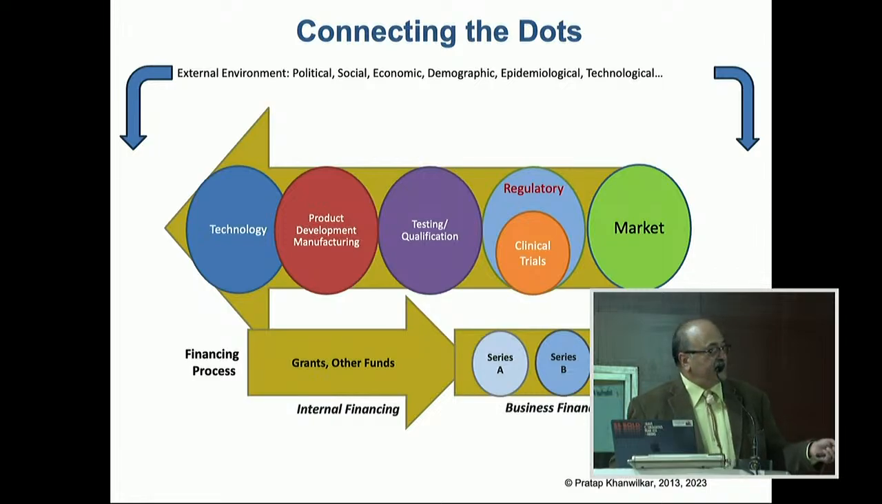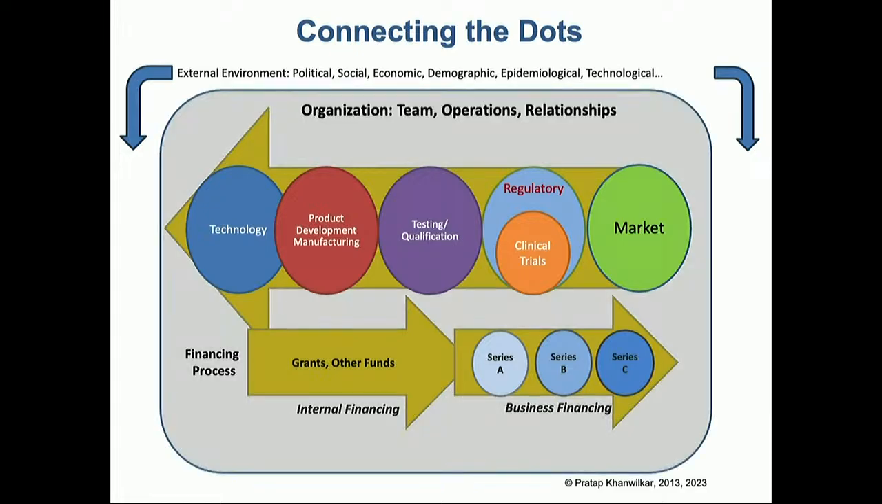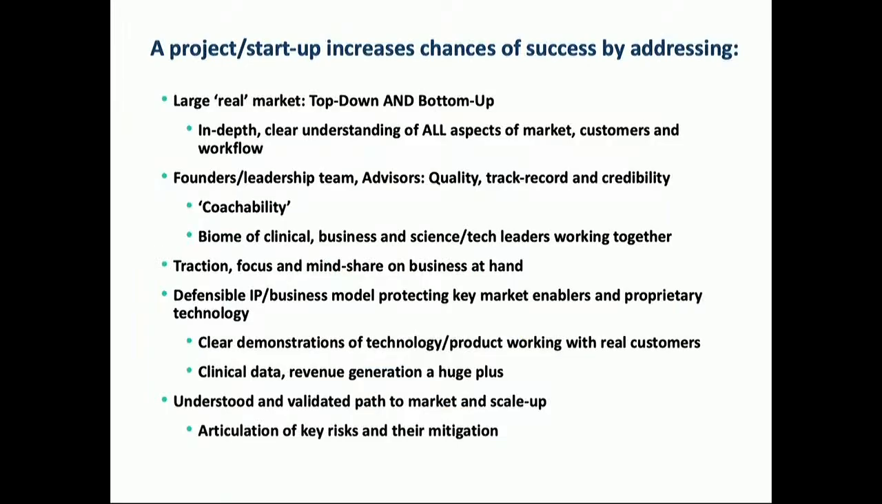And typically, at least in the US, you can get funding from the government, non-dilutive funding for this early part, but here you need to get external financing because the size of the zeros increase quite a bit once you get into that stage. And of course, you have to have an appropriate organization, team, operations, relationships as you go through this evolutionary process.